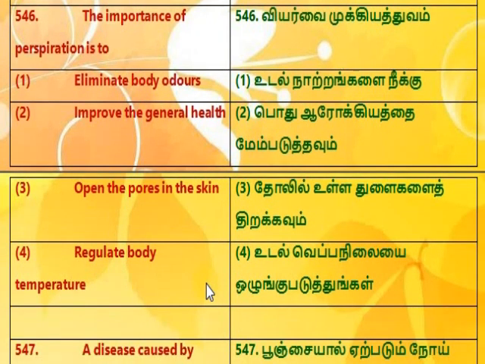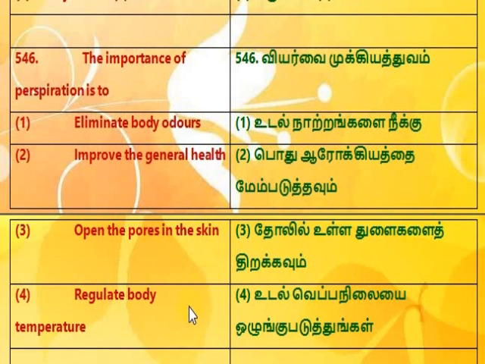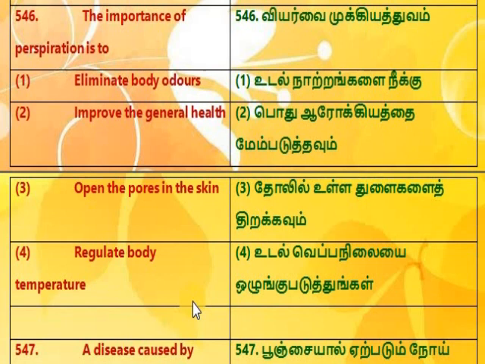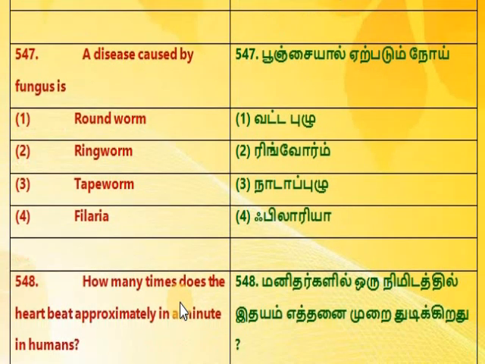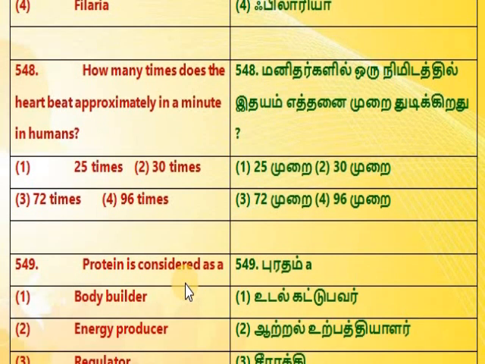546. The importance of perspiration is to 1. Eliminate body odors. 2. Improve the general health. 3. Open the pores in the skin. 4. Regulate body temperature. 547. A disease caused by fungus is 1. Roundworm. 2. Ringworm. 3. Tapeworm. 4. Filaria. 548. How many times does the heart beat approximately in a minute in humans? 1. 25 times. 2. 30 times. 3. 72 times. 4. 96 times.